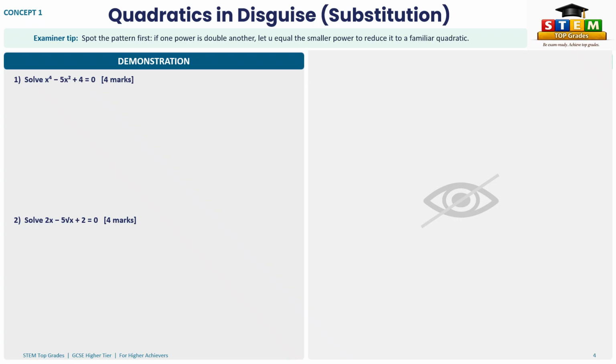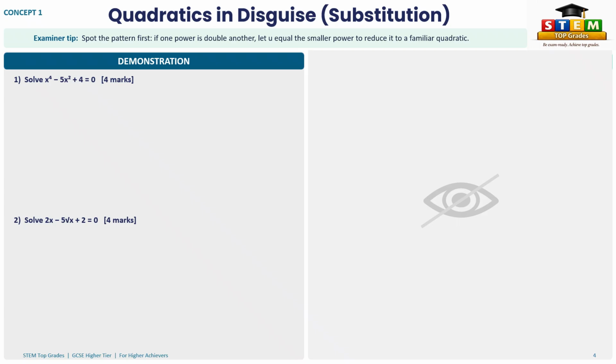Concept number 1, quadratics in disguise. So this is where we're going to apply substitution. Here's the examiner tip. You're going to spot the pattern first. If one power is double another, let u equal the smaller power to reduce it to a familiar quadratic.